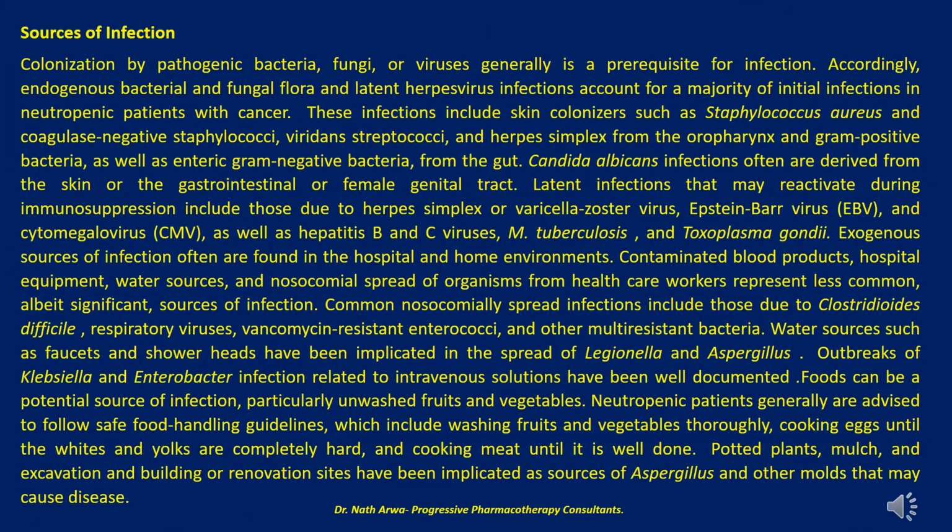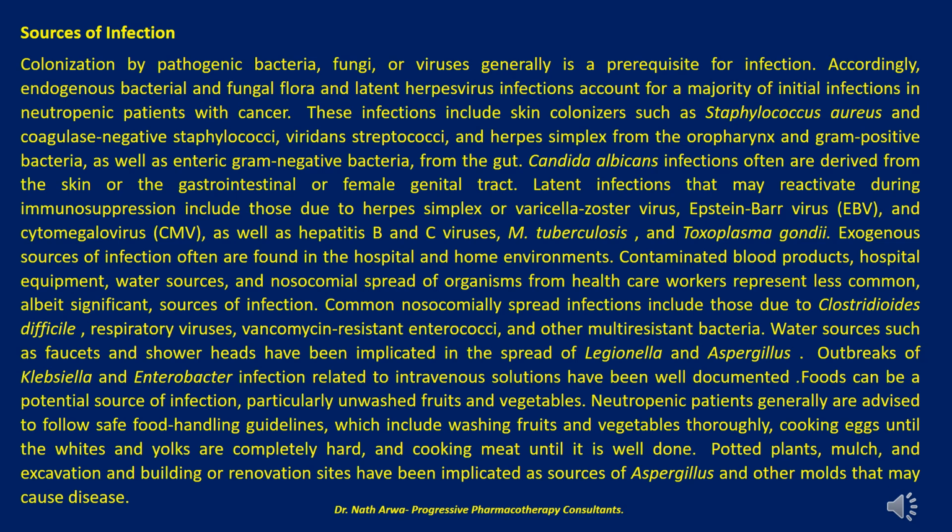We will now focus on sources of infection. Colonization by pathogenic bacteria, fungi, or viruses generally is a prerequisite for infection. Accordingly, endogenous bacterial and fungal flora and latent herpes virus infections account for a majority of initial infections in neutropenic patients with cancer. These infections include skin colonizers such as Staphylococcus aureus and coagulase-negative Staphylococci, viridans streptococci, and herpes simplex from the oropharynx and gram-positive bacteria, as well as enteric gram-negative bacteria from the gut.